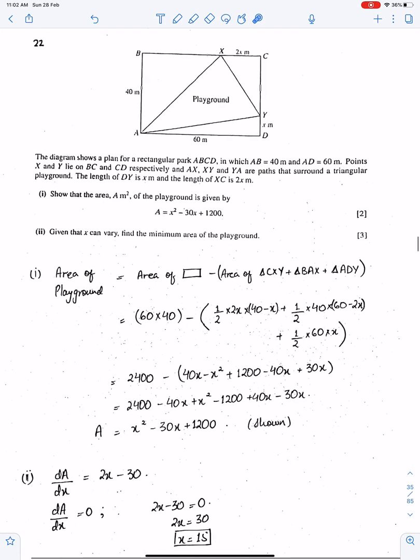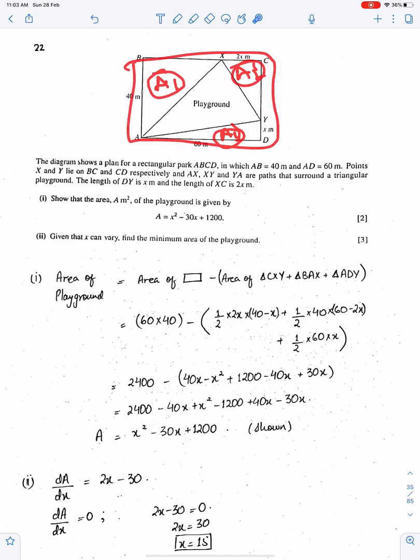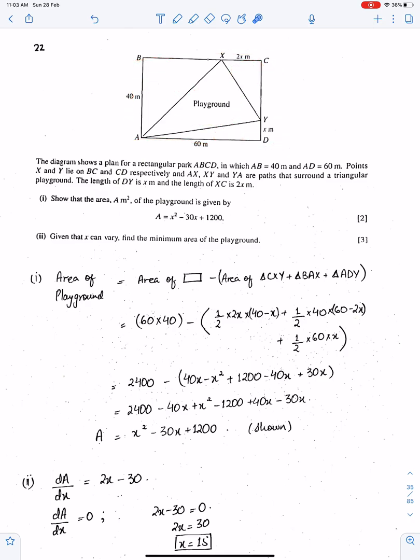The first part of this question is important. You need to show the area of this playground. For that, you need to subtract the areas of these three triangles from the area of this rectangle. You can call these A1, A2, and A3. Subtract all these three areas from the area of the rectangle to get the area of the playground. So the area of the playground will be the area of the rectangle minus the area of this triangle, and this triangle.